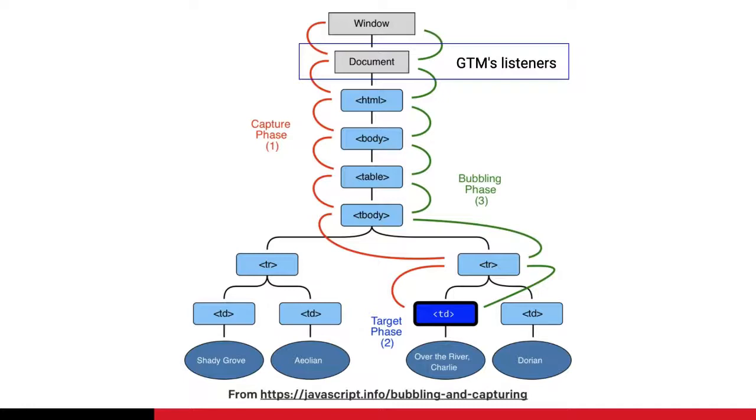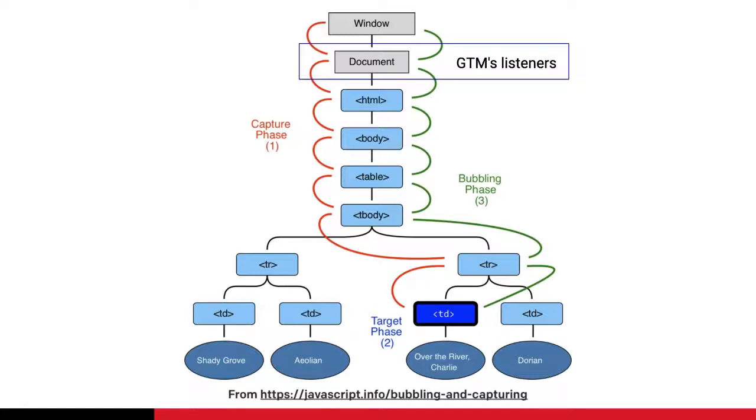Then the click happens, that's the target phase. And when the click has happened, then it starts climbing up or bubbling up all the way back to the top. So it does this kind of a loop, starting from the top, going down to the element that was actually the target of the event, and then climbing back up. And when the event is climbing up, information about what was the target of the event is kept intact in that propagation model. So that's how GTM knows when the TD element is clicked. Even though GTM's listener is all the way at the top of the DOM tree, that's how GTM knows that the table cell was clicked. And that's how GTM makes use of event delegation.